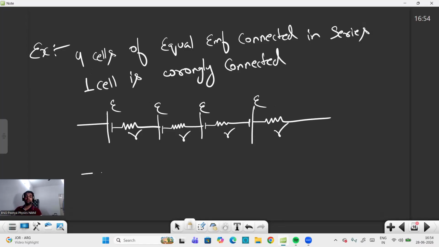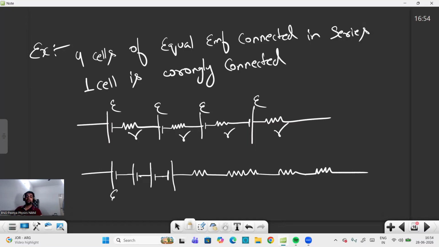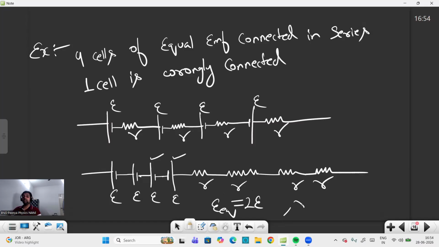So if I manipulate this, can I write like this? E, another E, like this, and one is wrongly connected, opposite polarity, but internal resistance will be similar like this. Now you see here, this E, this E, this E, this E, and internal resistance R. So what is the E equivalent? The effect of this cell is cancelled by another cell that is wrongly connected. So only the effective EMF is these two cells, E and E. So E equivalent is 2E. But R equivalent will be the sum of all, which is 4R. Correct?